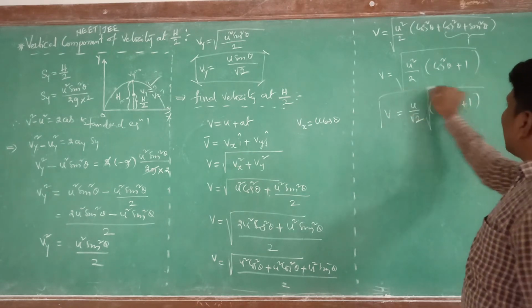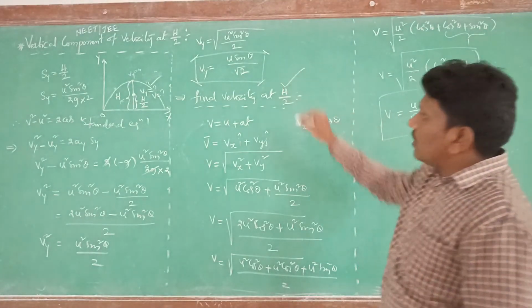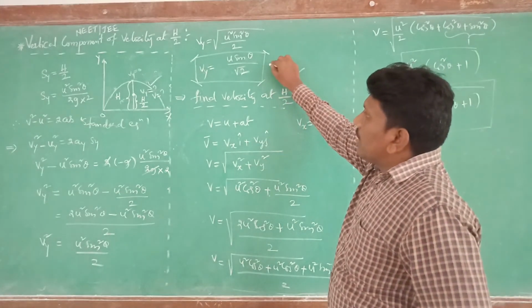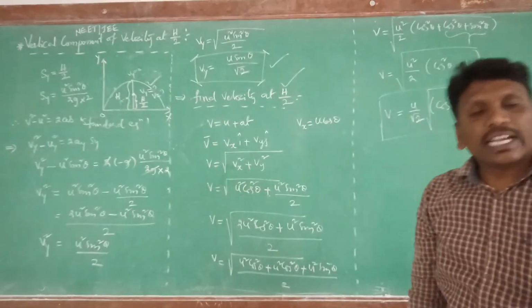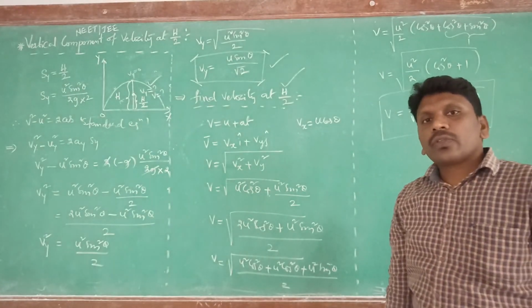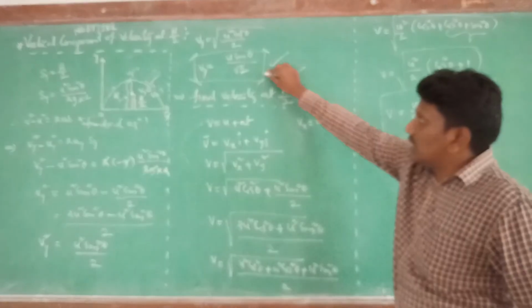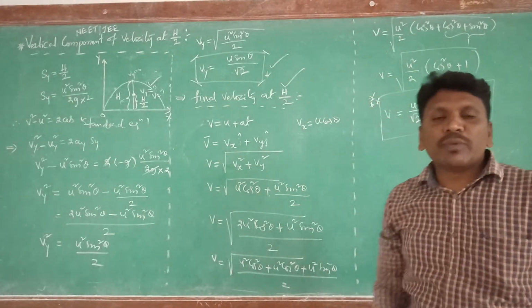So this is the expression for the final velocity at h by 2, and this is the vertical component of velocity at h by 2. These are very important concepts. These formulas are very important for numerical purposes.